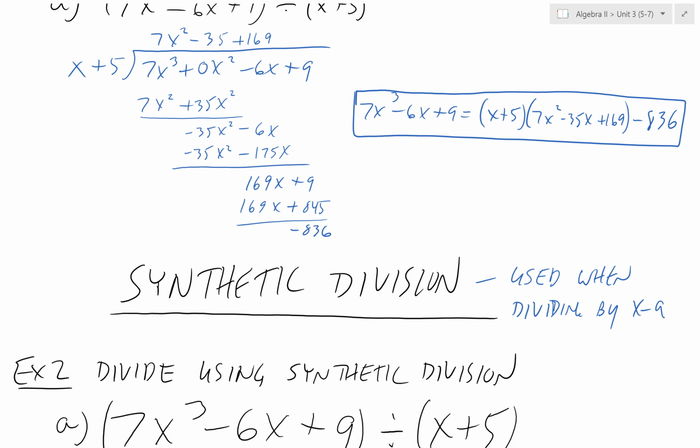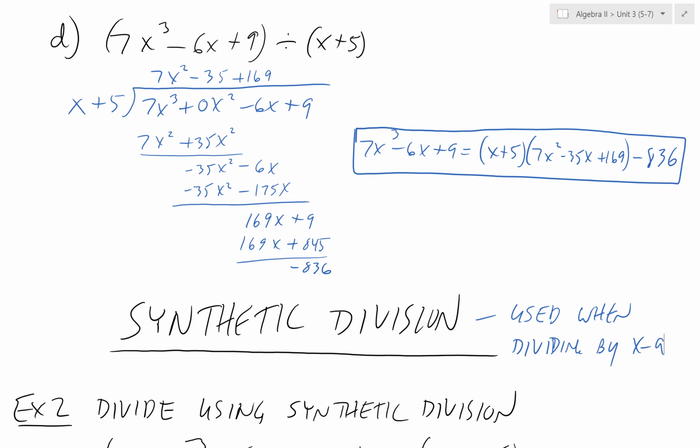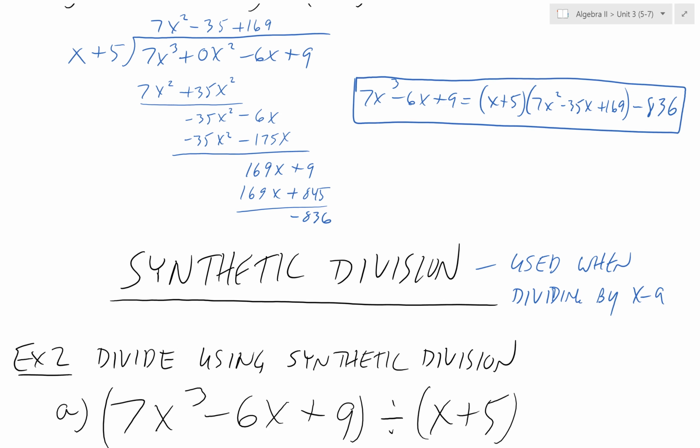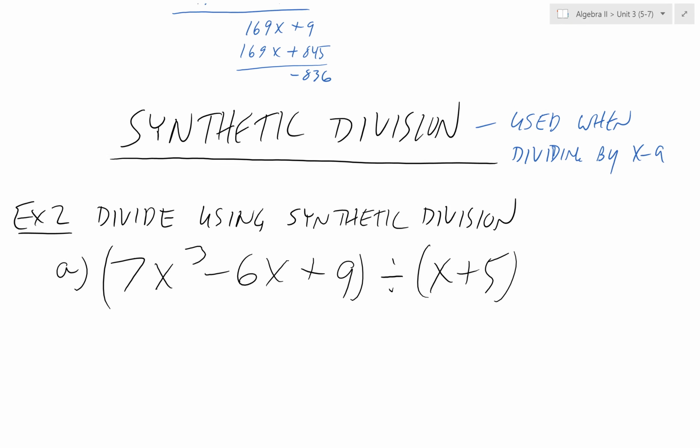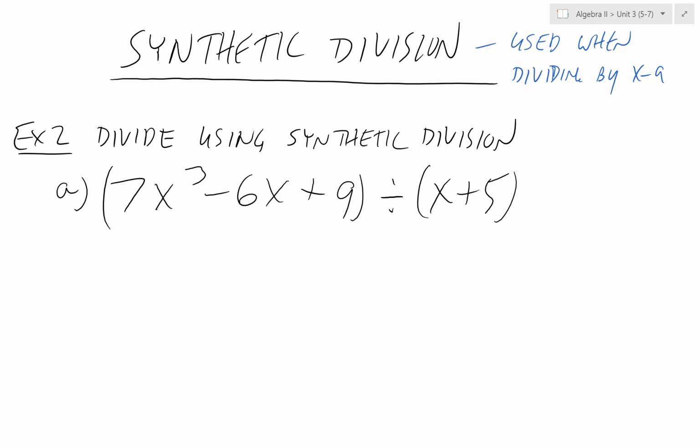And so we're going to do that. We're going to do the same problem we just did. As you noticed, we got some pretty big numbers, and so it would be nice if we had a simpler process when we're dividing by a binomial, because there's a lot of opportunity for error when we're adding and subtracting those big numbers. So we're going to do the same exact problem, but this time using synthetic division.